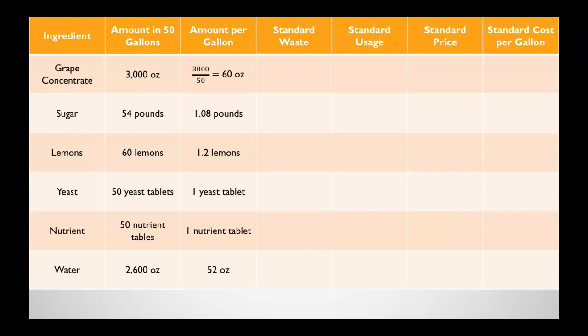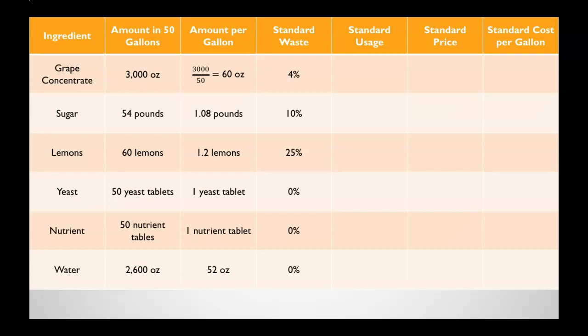Now, standard waste. We were told that 4% of our grape concentrate was going to be wasted, along with 10% of the sugar and 25% of the lemons. For yeast, nutrient, and water, we didn't have any waste for those 3 ingredients. So those 3 have 0% waste.